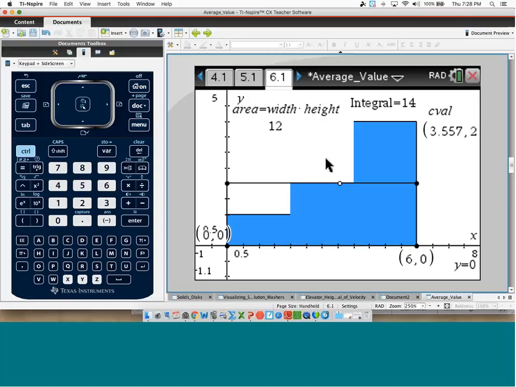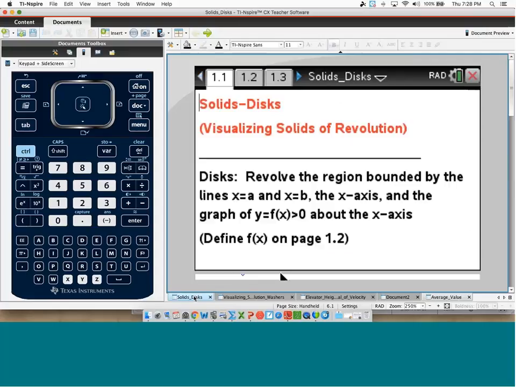Okay. All right. So do we want to move on to solids of revolution? If you are ready, I am. I am. Let's go with solids of disks first.